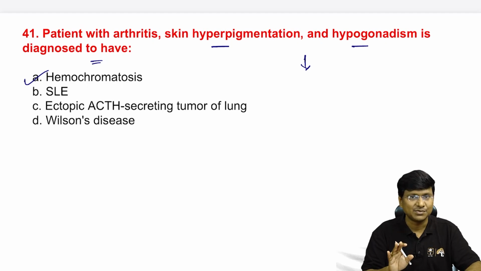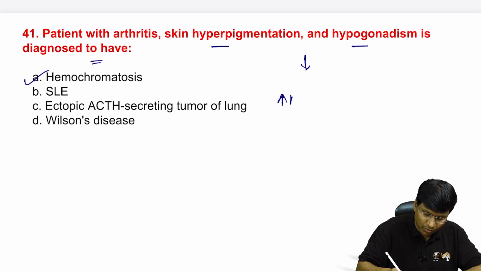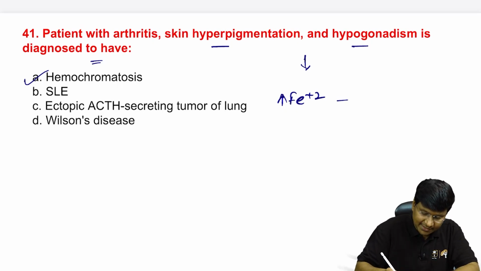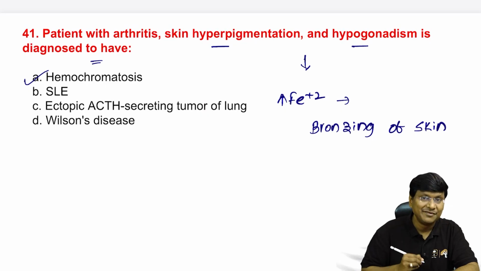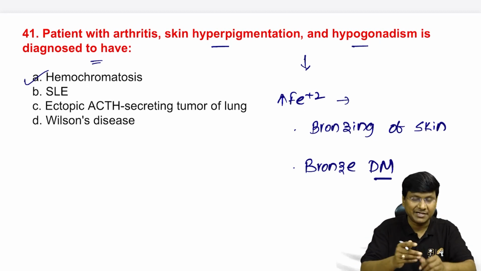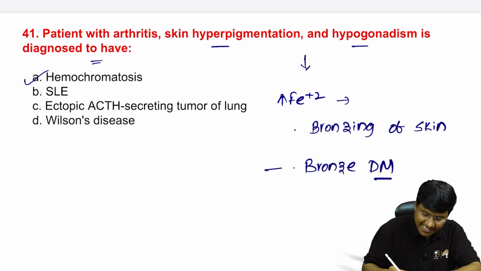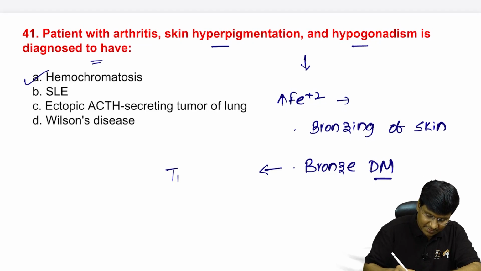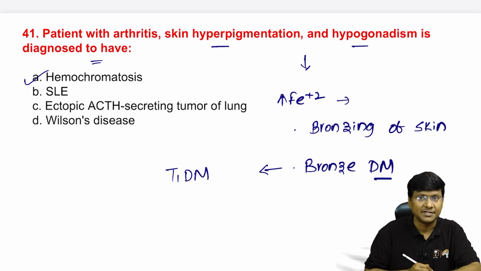In patients with hemochromatosis, there will be excess iron overload. This excess iron can occur in the skin, causing skin pigmentation, which we call bronzing of the skin. And in hemochromatosis, we have a terminology called bronze diabetes mellitus. In bronze diabetes mellitus, there will be destruction of the beta cells, resulting in type 1 diabetes mellitus.